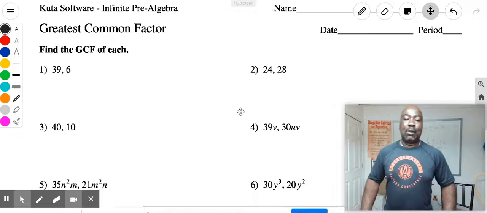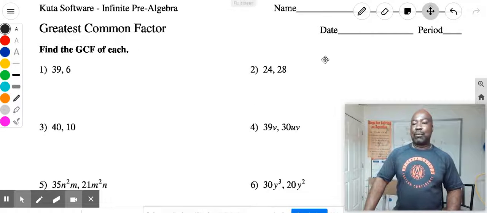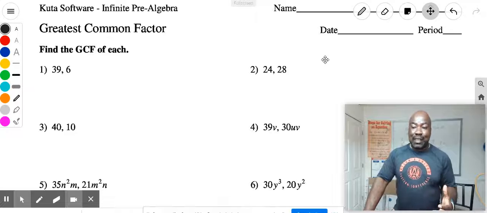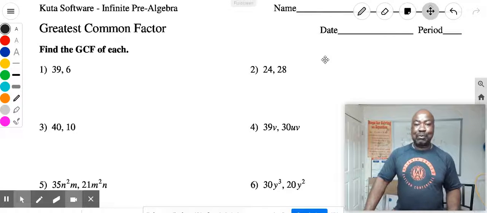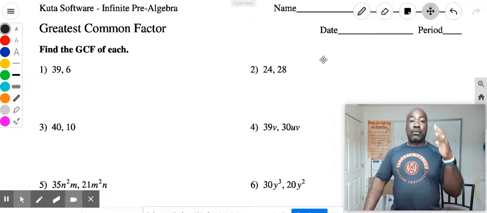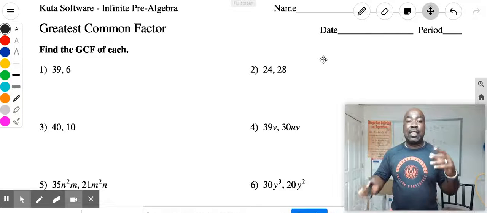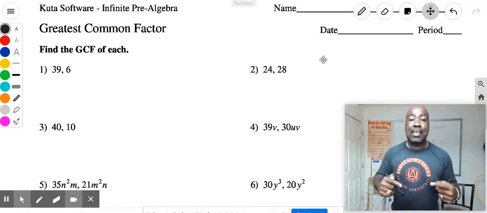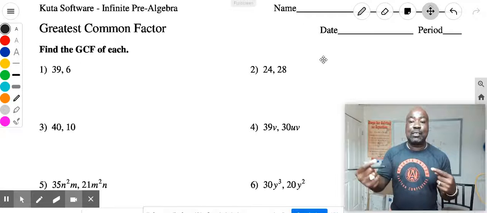Again, today we're going over greatest common factors. Now, greatest common factors, that means you need to know your multiplication facts. Again, this is Donovan Smith, your math coach. If there are free worksheets out there on the internet, I truly believe that there should be instructions. And guess who's going to give you the instructions?